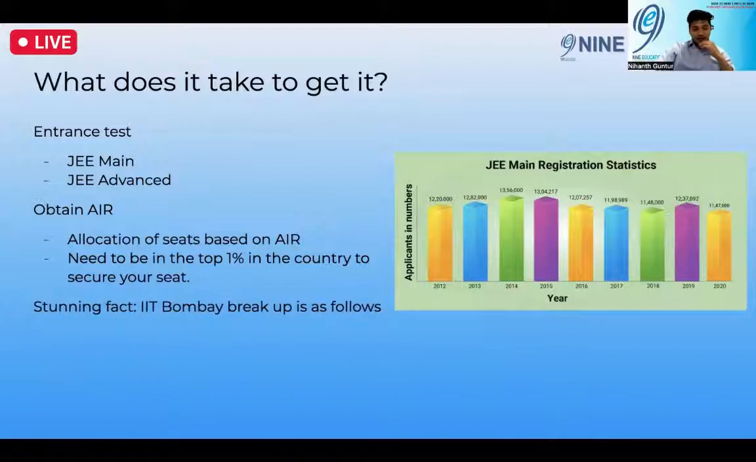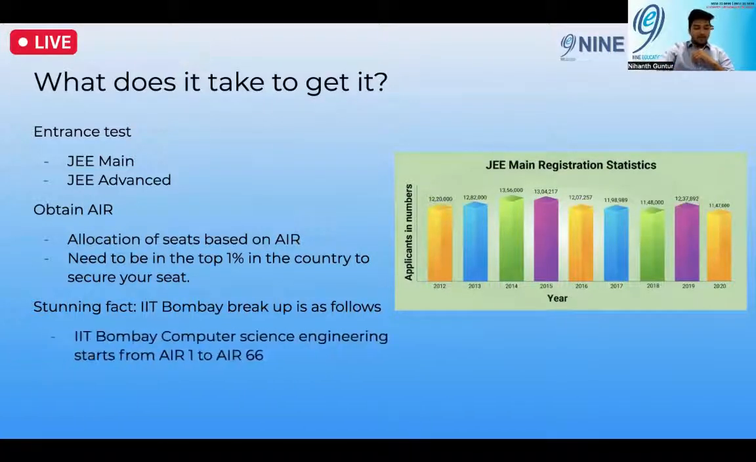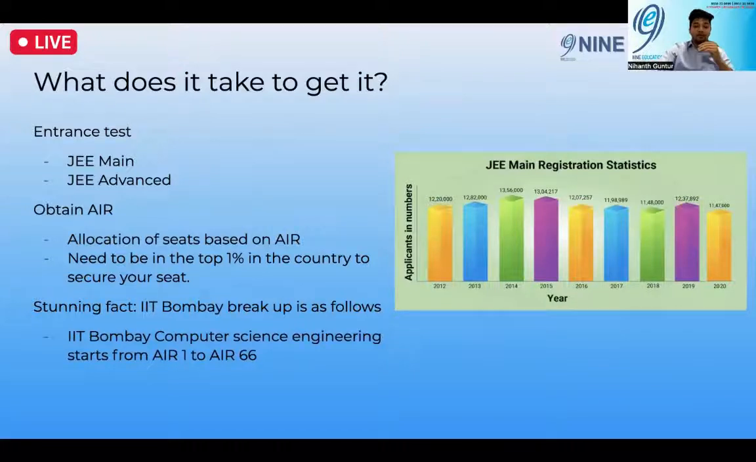A stunning fact about IIT Bombay, like we saw, it's one of the most prestigious IITs, because it's one of the oldest IITs. Can you tell me what you think is the average rank a student needs to get into computer science at IIT Bombay? You might be surprised to see that if you want an IIT Bombay computer science seat, you need an All India Rank of 1 to 66. So out of these 15,000 students also, you need to be among the best 66 students, and only then will you get into IITs. It seems very fascinating, but at the same time, it is very difficult.